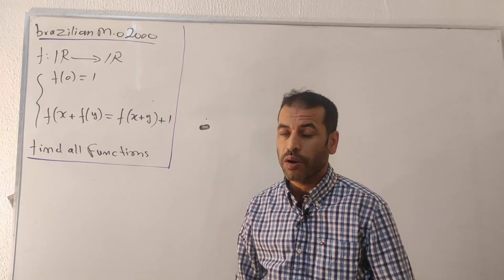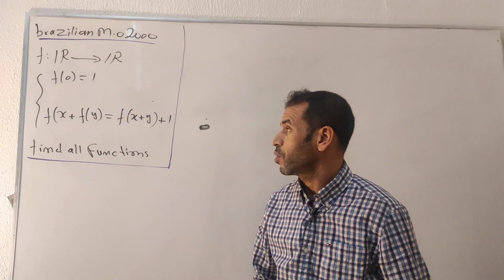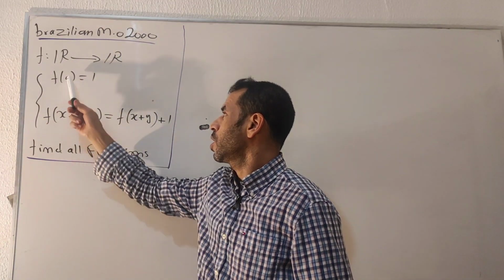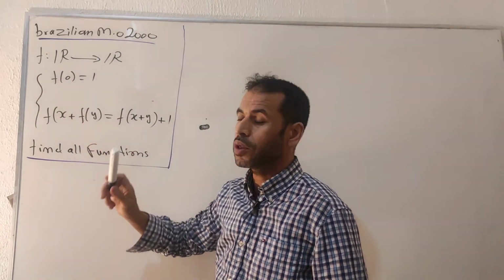Today's video, here is a nice problem. It's coming from the Brazilian Math Olympiad, edition 2000. Here is the following application. We have f from R to R. We have this first obvious output of f(0), which equals 1.